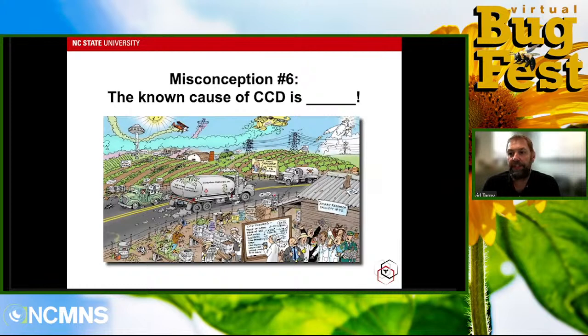A third misconception that's out there is that people are often making very bold statements, such as the known cause of colony collapse disorder is fill in the blank, whatever it is. And that's a misconception in the sense that there is no one cause. There are, as I was just saying, many different causes that lead to colony ill health within honeybees, and then problems with pollinators in general.